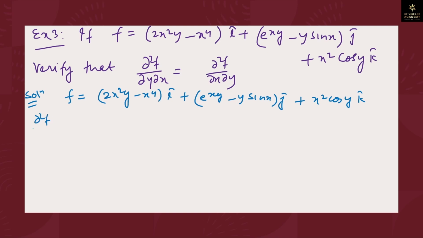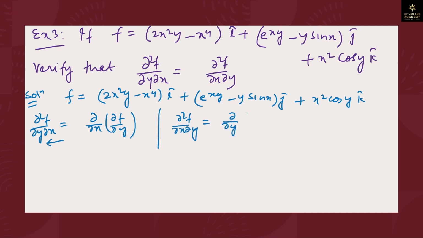So del 2f upon del y del x, this we can write as del upon del x of del f upon del y, differentiation with respect to x. Okay, because we have the order in this particular direction. Similarly, del 2f upon del x del y is equal to del upon del y of del f upon del x. Okay, so first we have to find del f upon del y, which is the partial derivative of f with respect to y.